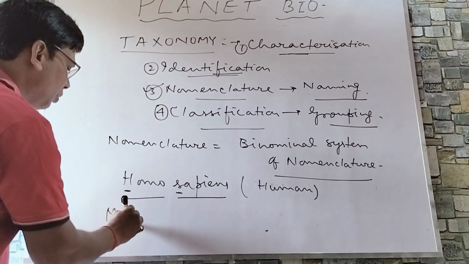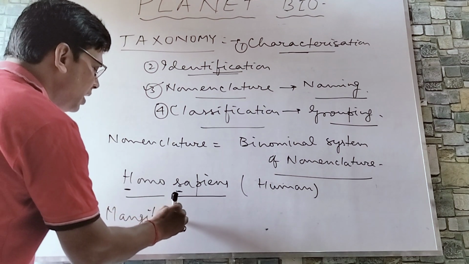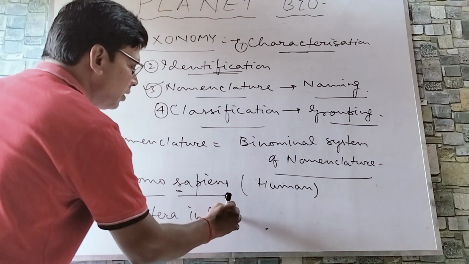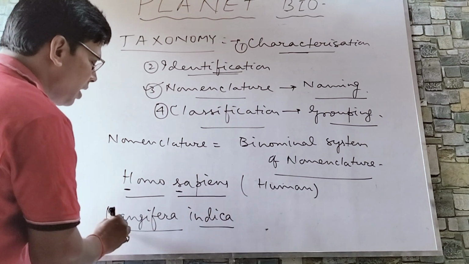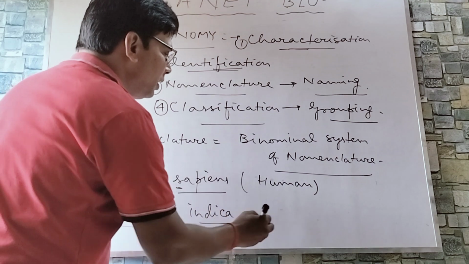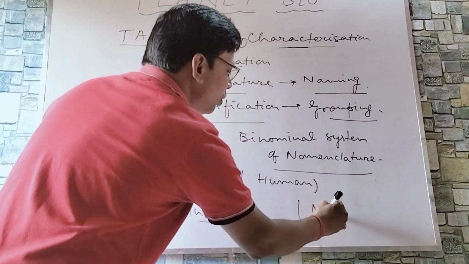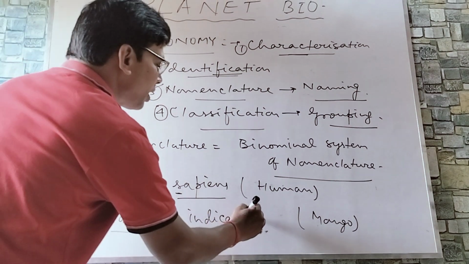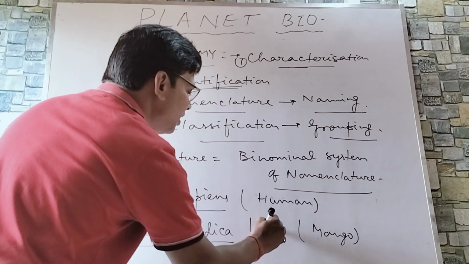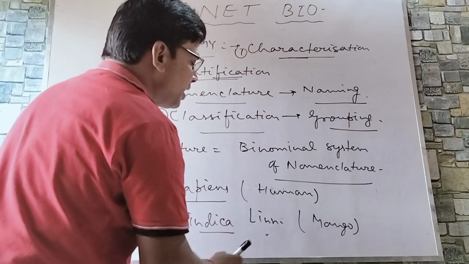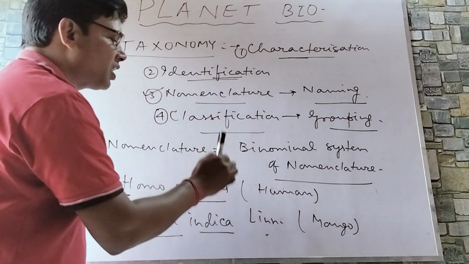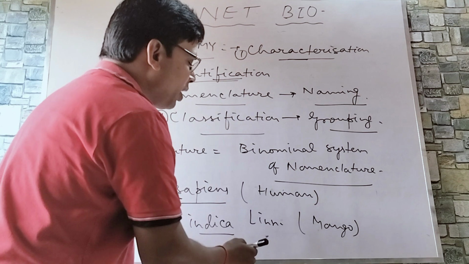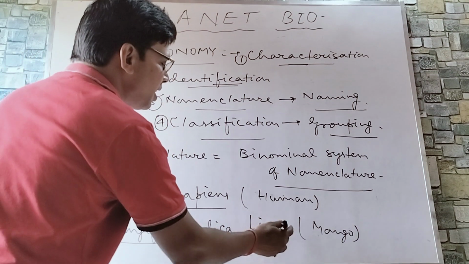And another one, Mangifera indica. This is the botanical name for mango. But here you can write Mangifera indica Linn. It indicates that it was first mentioned by Linnaeus. So in memory of Linnaeus, it has been written Linn.